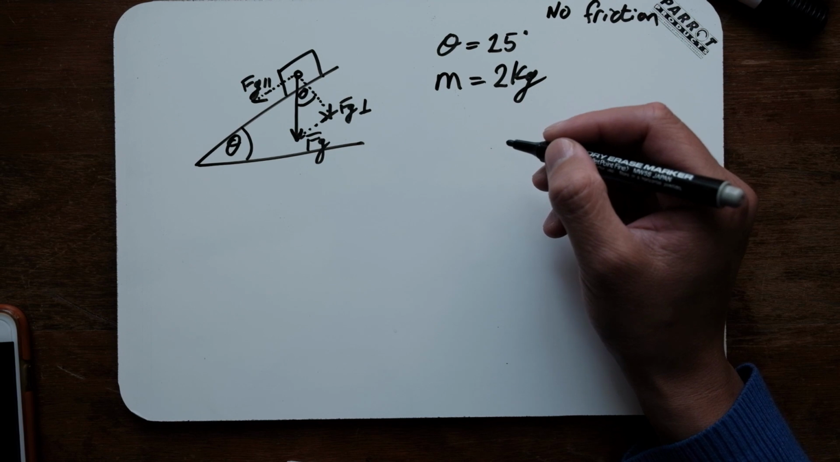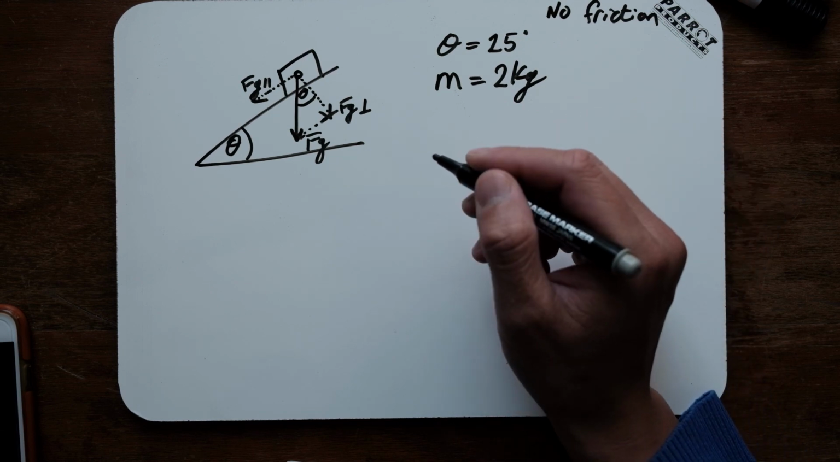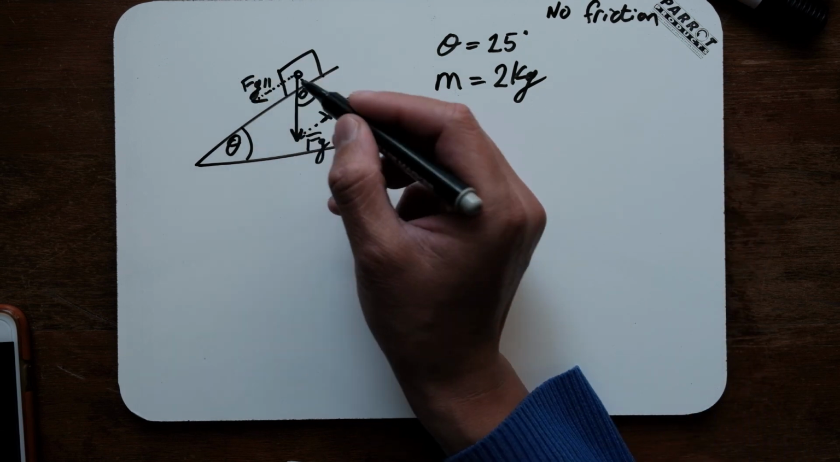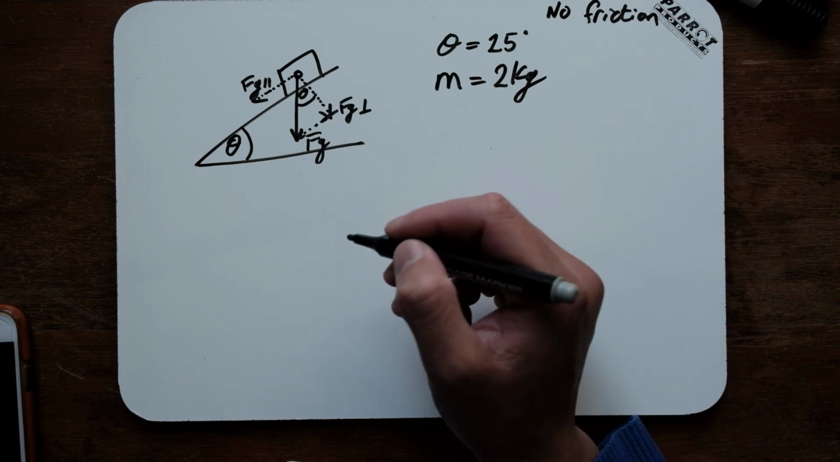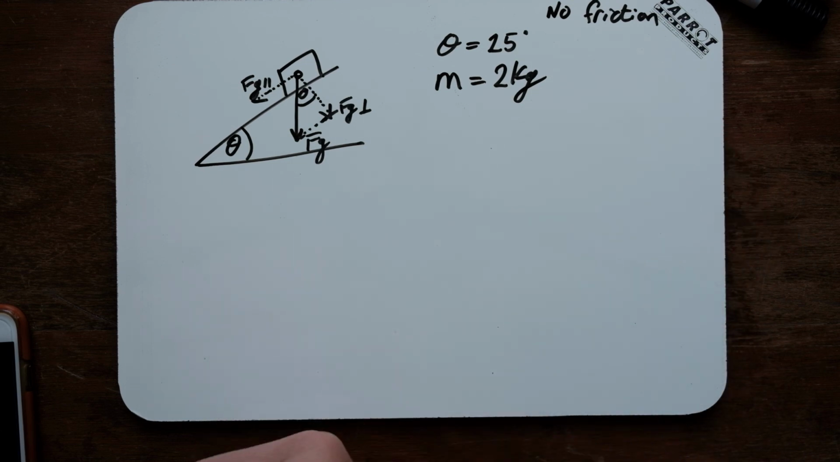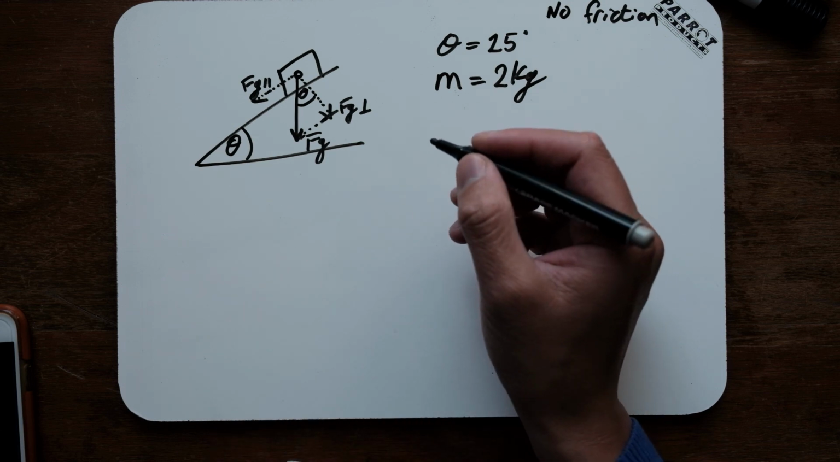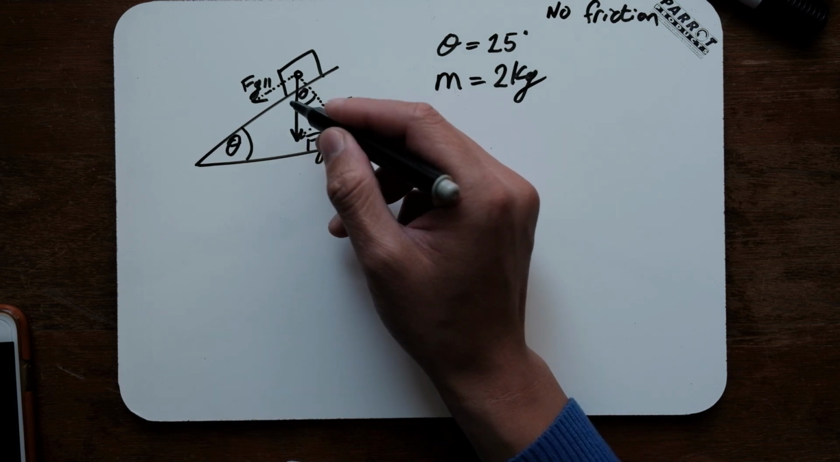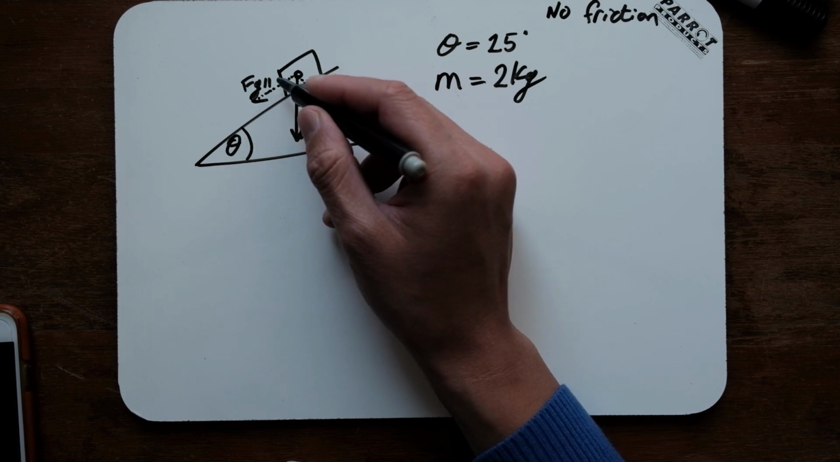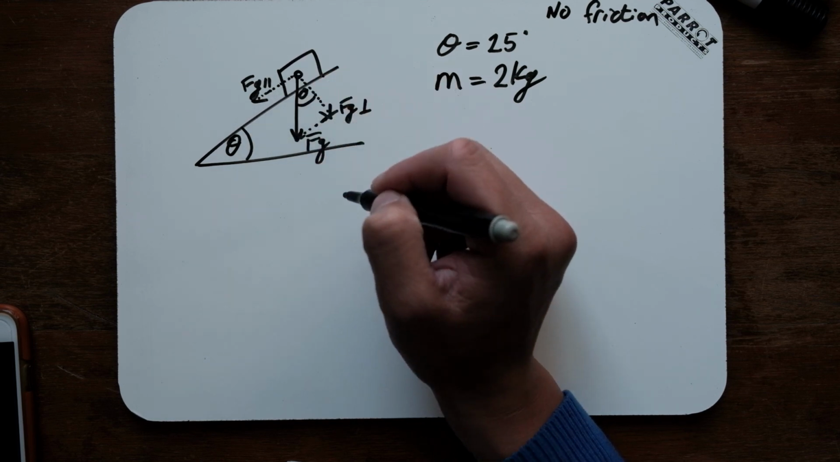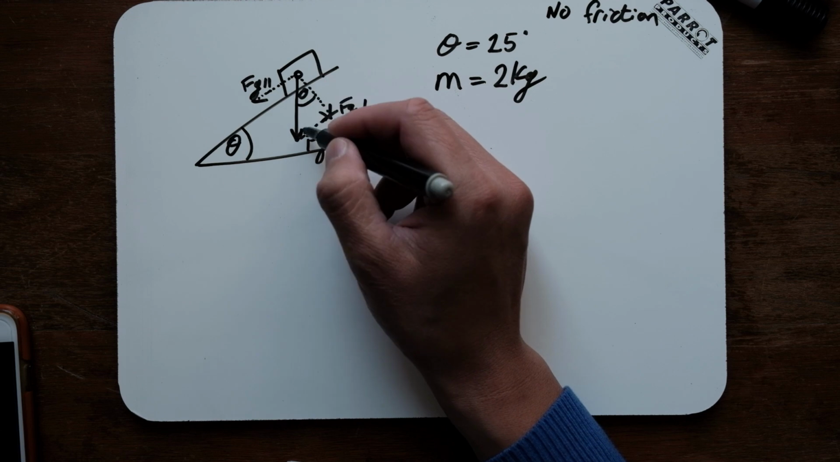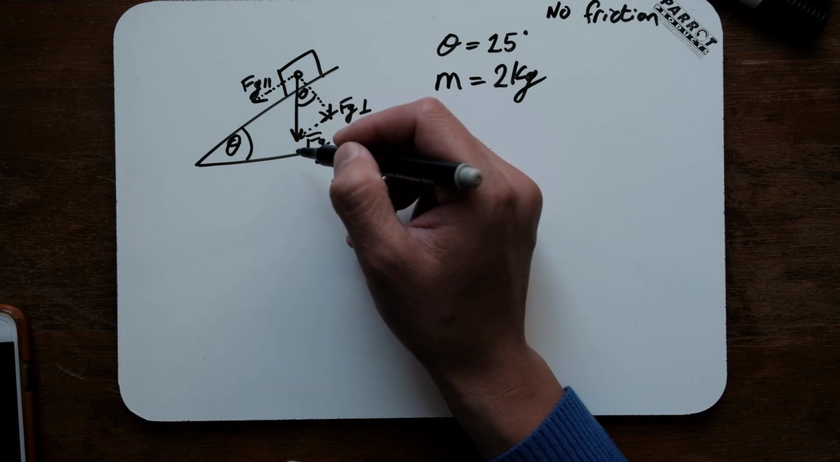Now, if we look at this diagram, if there's no friction acting upwards, then the only thing acting on this object right now is the force of gravity. Now, because our direction of motion has to be parallel with the slope, then we have to break our force of gravity into its components.